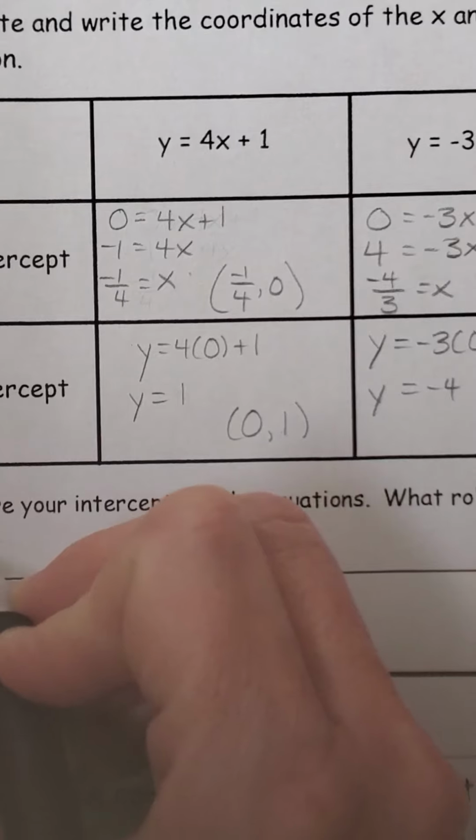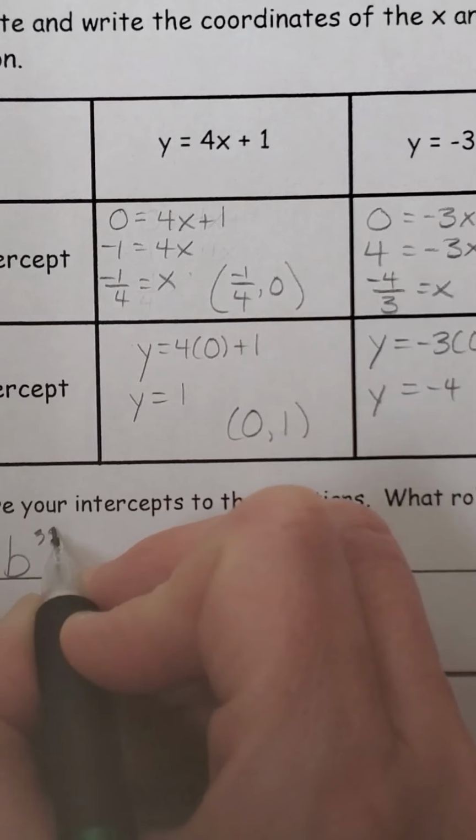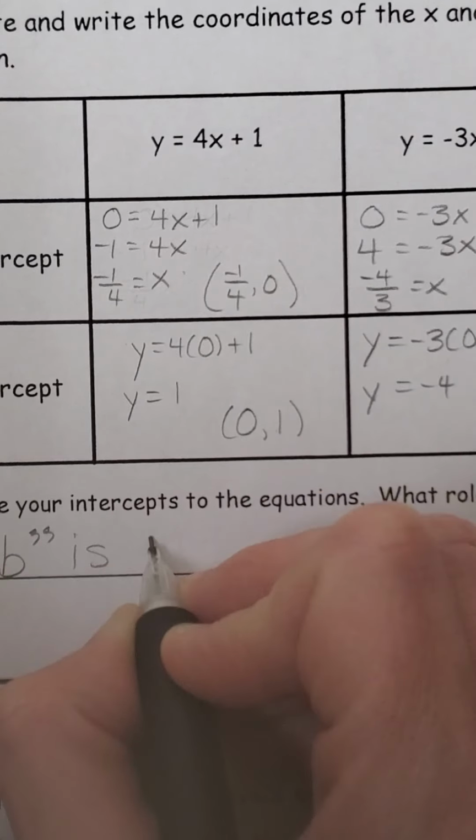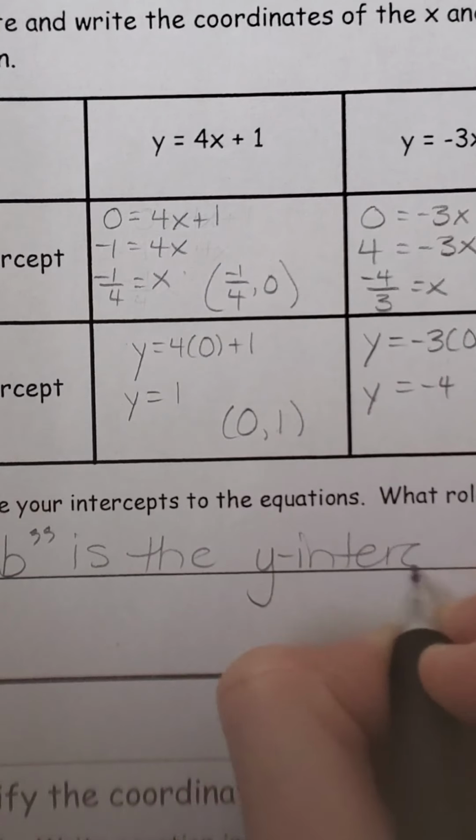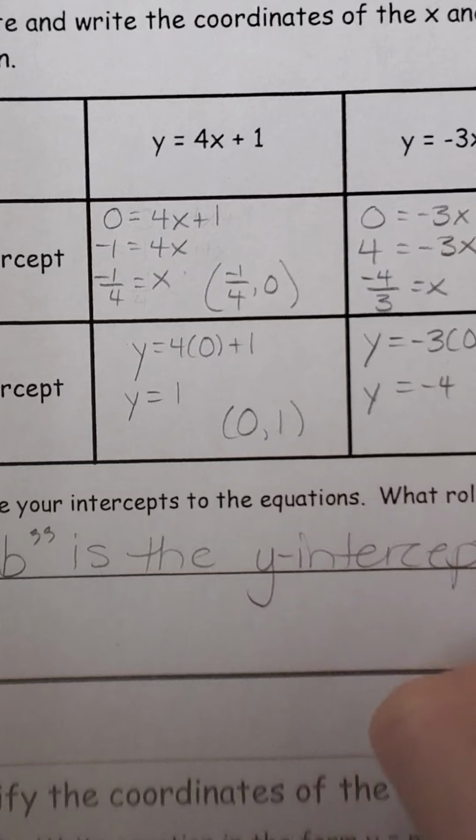B is the y-intercept. So that tells us where the line crosses the y-axis. B is the y-intercept of the line.